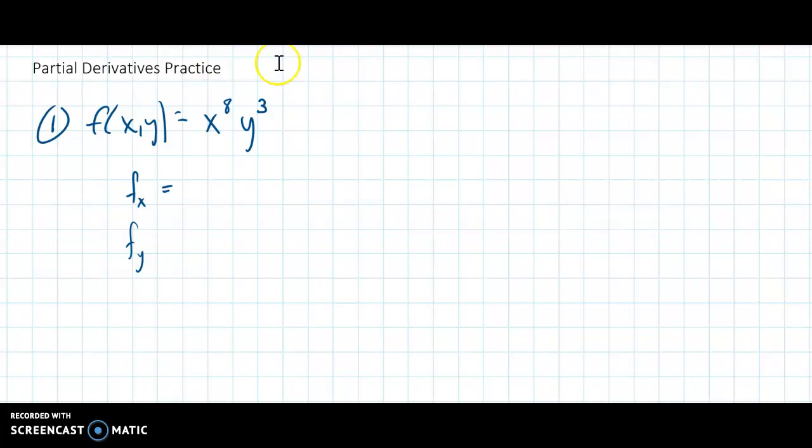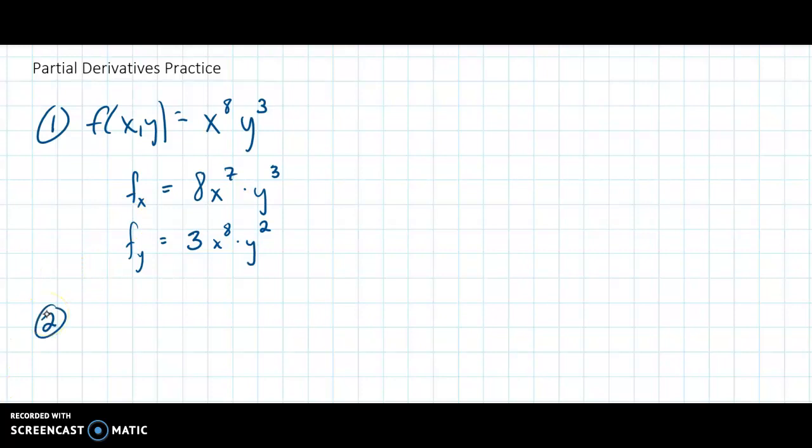All right, the first one, I treat y as a constant. So that means this y cubed is a constant, and I just derive with respect to x. So what do I get? Power rule on the x, 8x to the 7th, and then the y cubed just comes along for the ride because it's a constant. Next one, for f sub y, I now treat x as a constant, and I derive with respect to y. So I get a 3 from the power rule on y, and then I'm going to write my x to the 8th, and then I will write y squared. And that's it. Hopefully, you're like, I could do these partials.